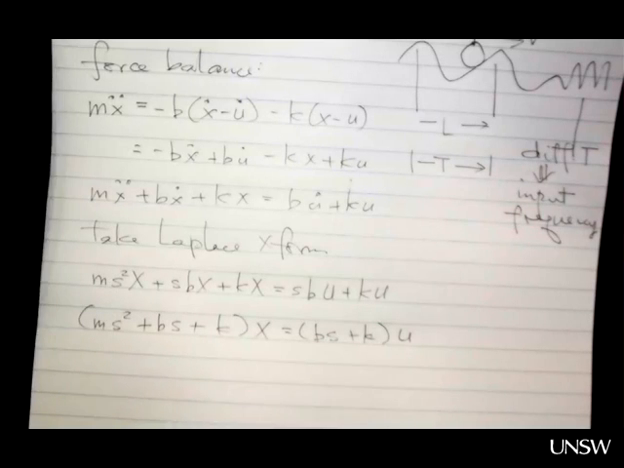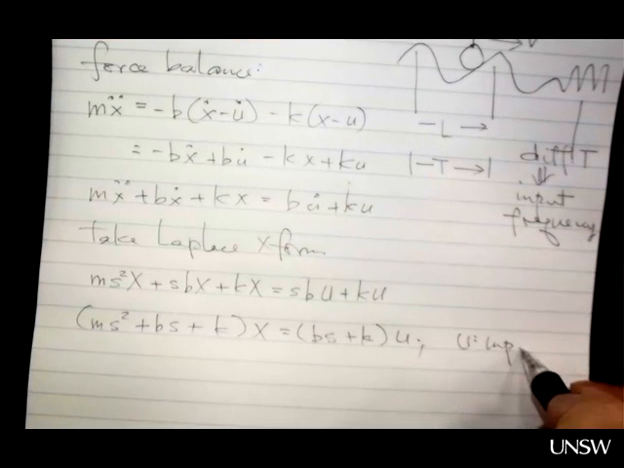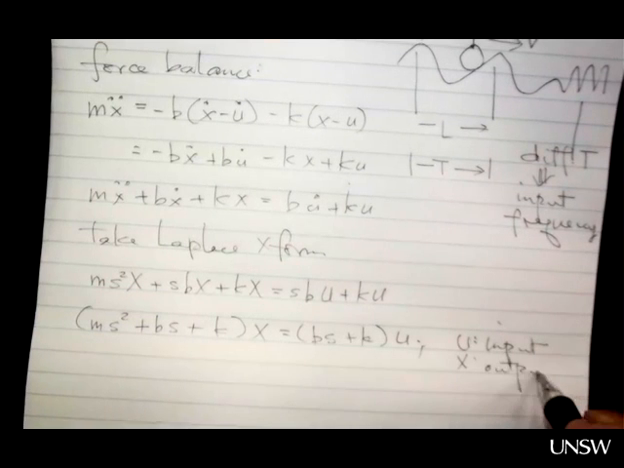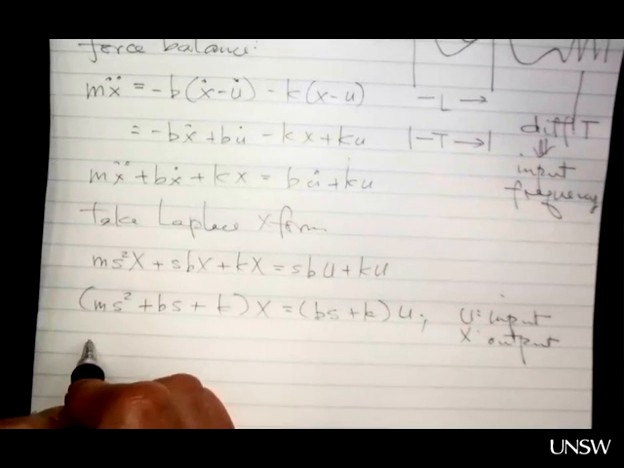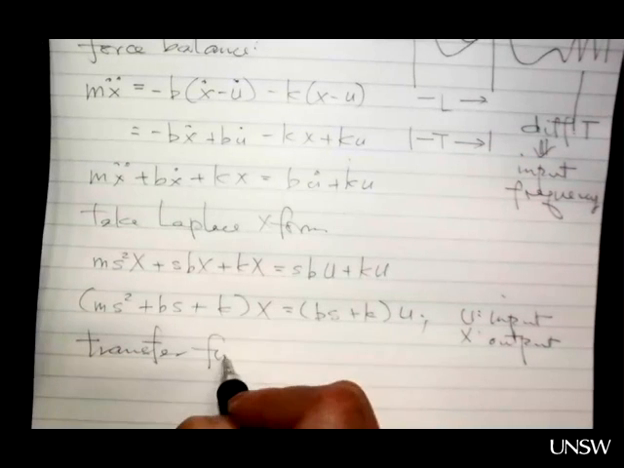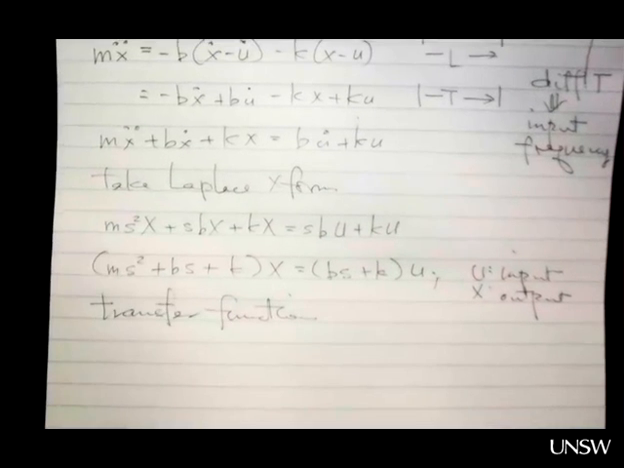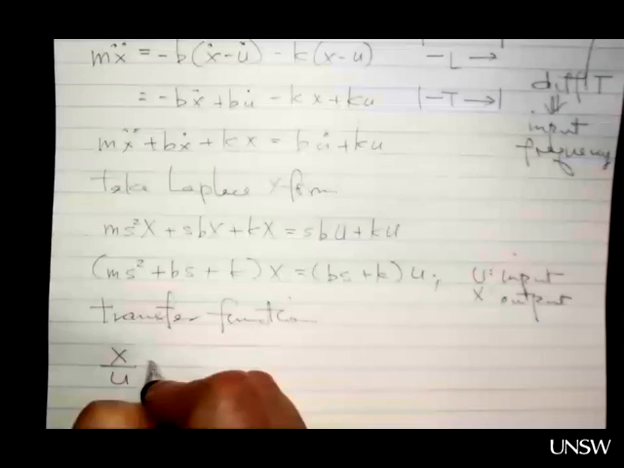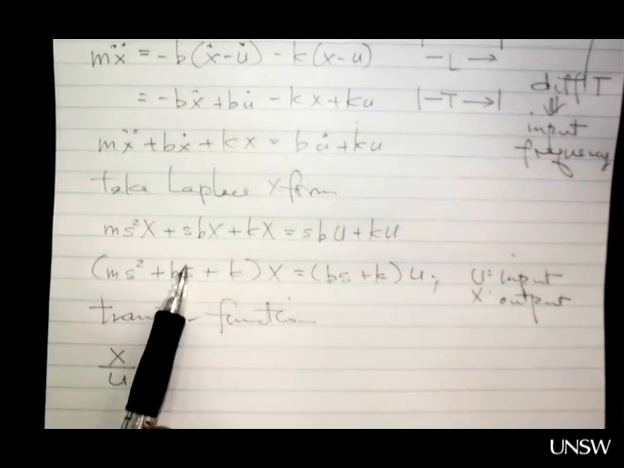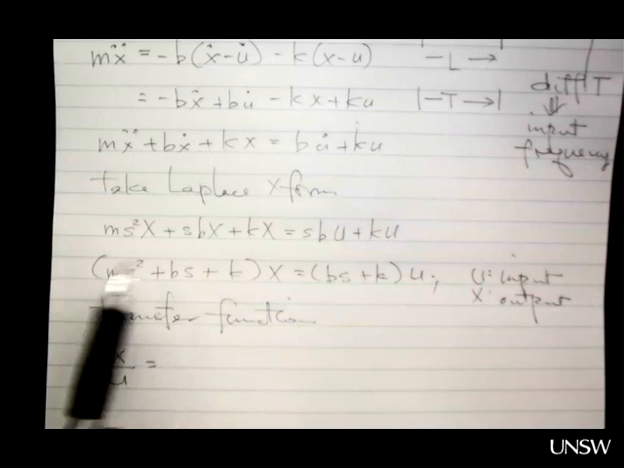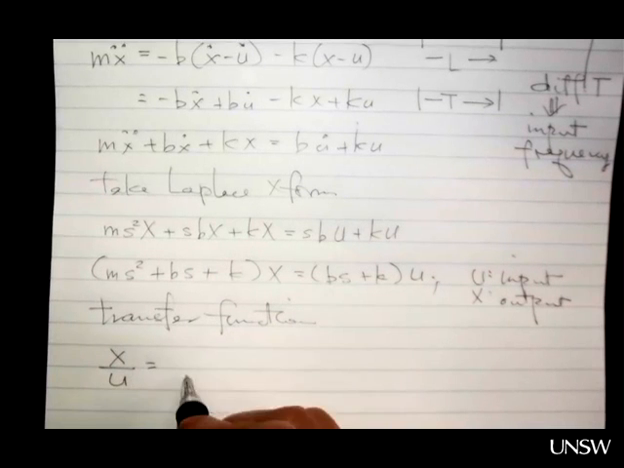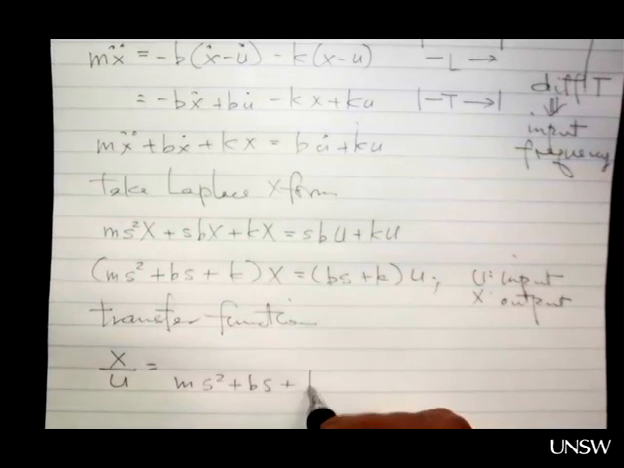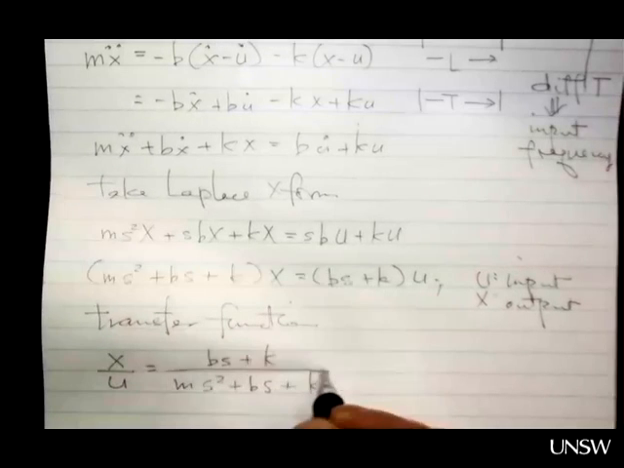And then we look at the u is the input, right? And then the x is our output of interest. So we have the u as input and then x as the output. Then the transfer function is the output divided by the input, right? So we have the output here, the input here, and then we just exchange the multiplication in the bracket term into the denominator. So we have the m s square plus b s plus k, and then b s plus k. So this is our transfer function.